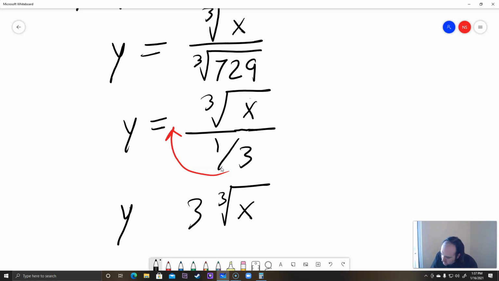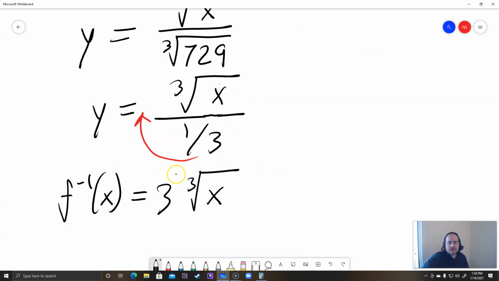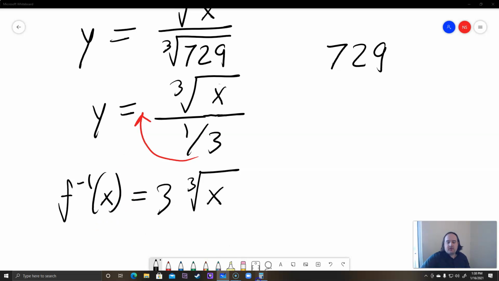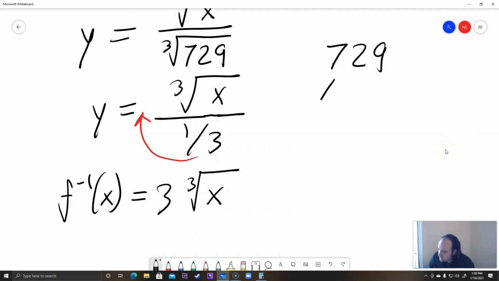Okay, so remember this new y that you get here is the same as f inverse of x. So we have f inverse of x equals 3 times cube root of x. Now if you get big numbers like 729, again, if you want to simplify the radical, you can actually make a factor tree, if you can't just plug it into the calculator and get a fraction. So for example, we could have made a factor tree for 729. And I discovered that 729 divided by 3 is 243. So that would mean 729 is 3 and 243.